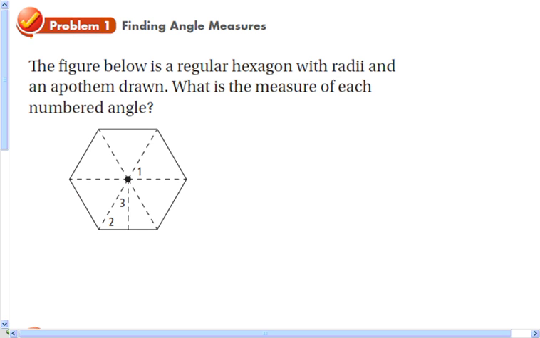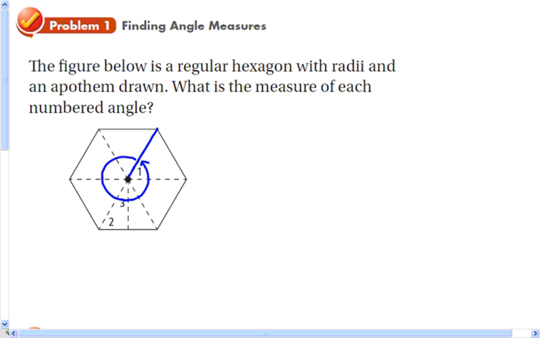What we have here is a regular hexagon. The radii are these. This is a radius right here. And we want to know what is the measure of each numbered angle. If it's a regular polygon, then we know that we're going to create some congruent triangles. So all 6 of these triangles are congruent. And we know that there's 360 degrees in a circle.